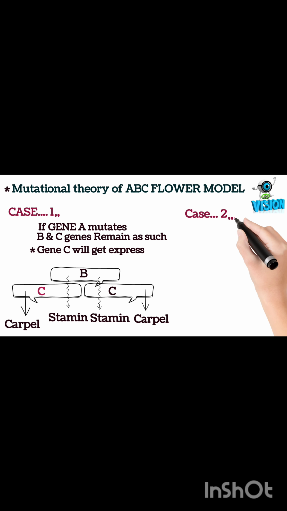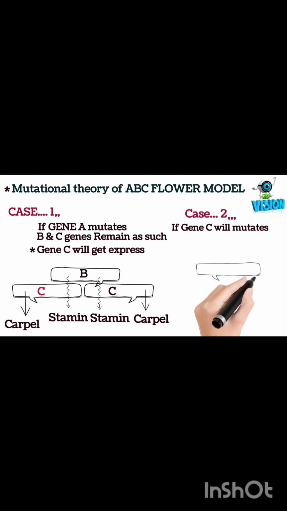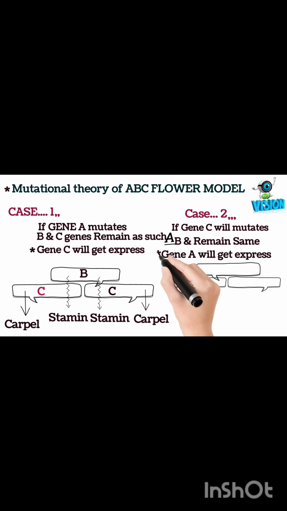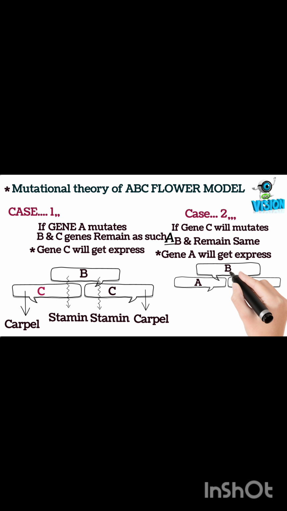Now let us talk about case number 2. It is the reverse of the first. If gene C gets mutated, the diagram will be like this. I will show you here. The rest of the genes, A and B, will remain as such. And gene A will get expressed twice. For example, like that. This is gene A, this is gene B, and this is again gene A.